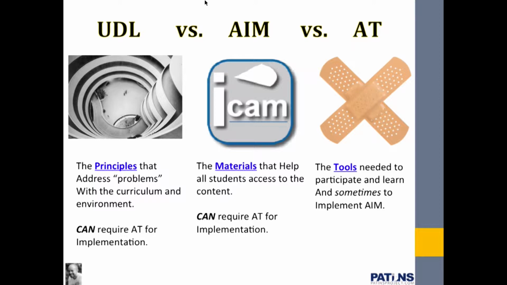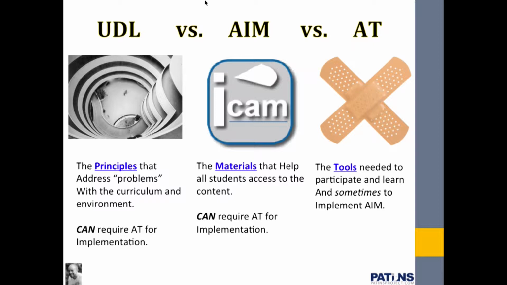We have these three terms that are quite often confused and intertwined, and they're certainly related, but this visual, I think, lends a little bit of understanding. If we look on the far left to Universal Design for Learning, that's a photograph of the Guggenheim Museum. That is a building that was built from the ground up to be as accessible as possible from the very start, without hiring an architect to come in later and address problems with the building. They built it to be accessible from the ground up. So UDL are principles that address problems with the curriculum and the learning environment. UDL can require some assistive tech for implementation.